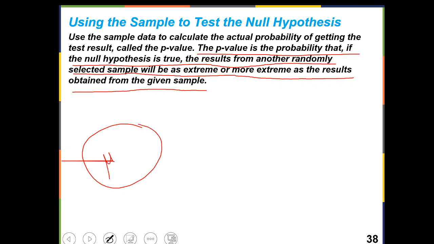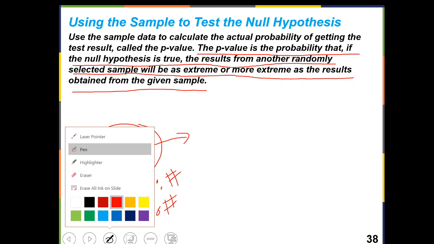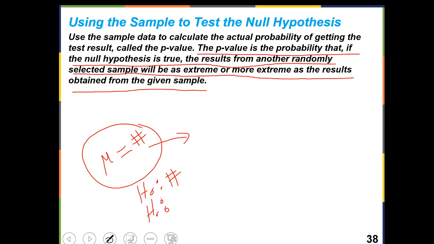So here's the population. Suppose mu is supposed to be equal to some number. And then you take a sample, and suppose that our hypotheses are given by mu equals some number, and then mu not equal to some number, right?